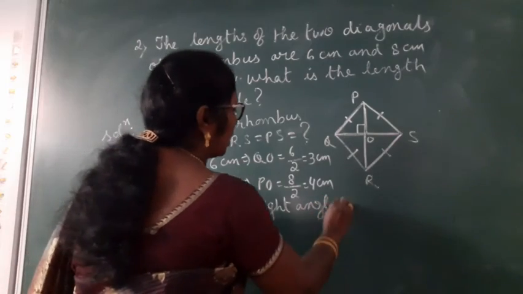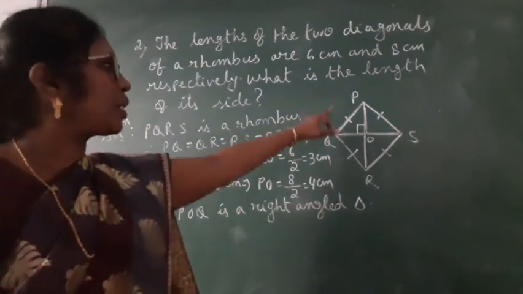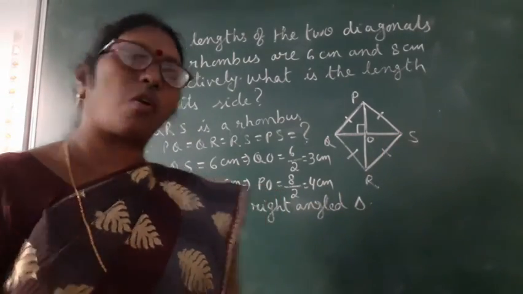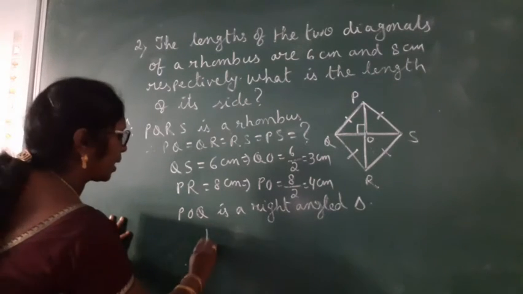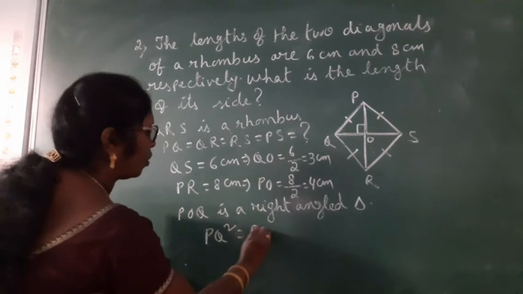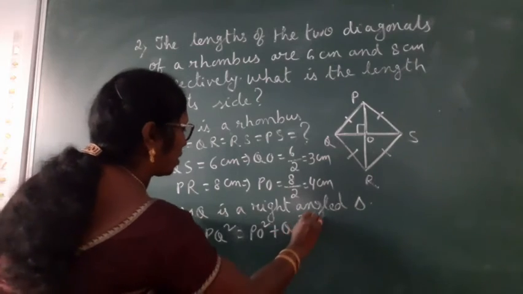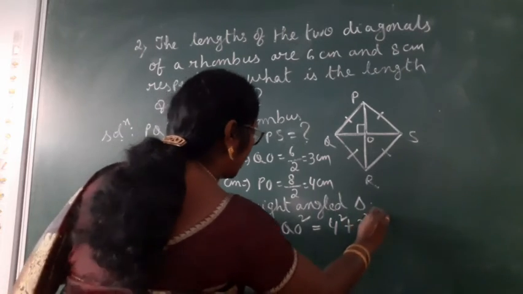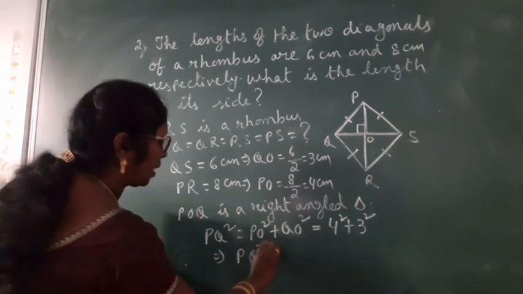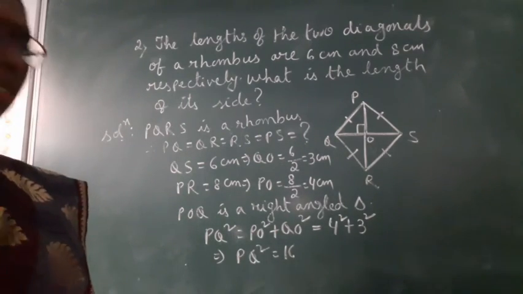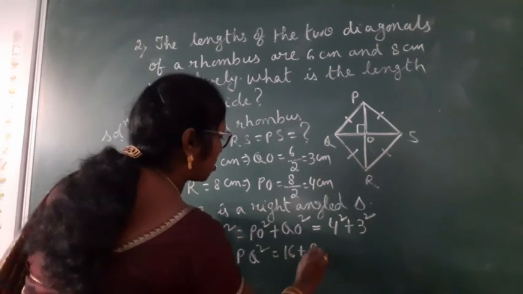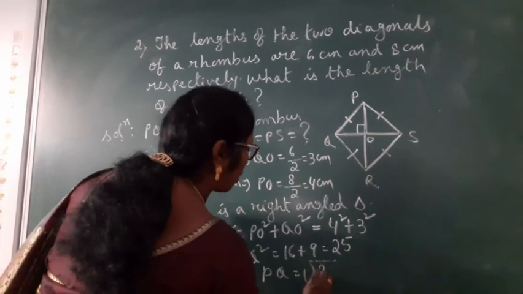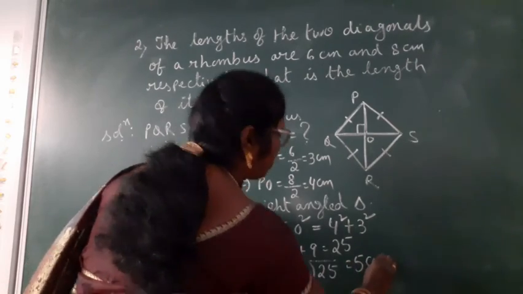And you know that in a right angle triangle, hypotenuse square equal to perpendicular square plus base square. That is our Pythagoras theorem. So in right angle triangle, PQ square is equal to PO square plus QO square. PO we got 4 cm square, QO we got 3 cm square. Or PQ square is equal to 16 plus 9, that is 25. Or PQ is equal to square root of 25, that is 5 cm.